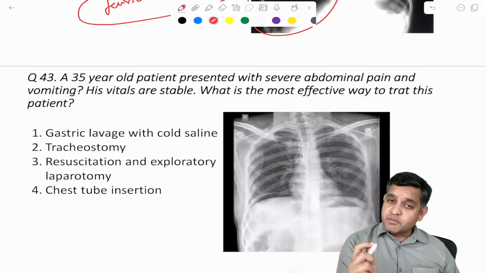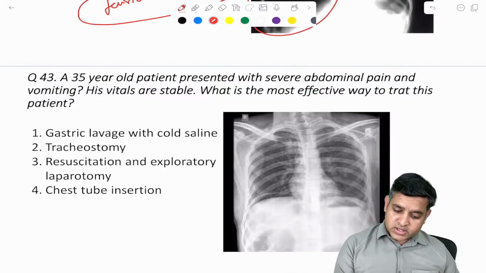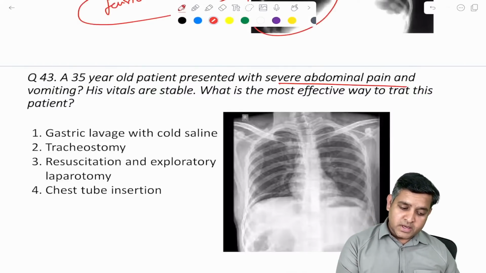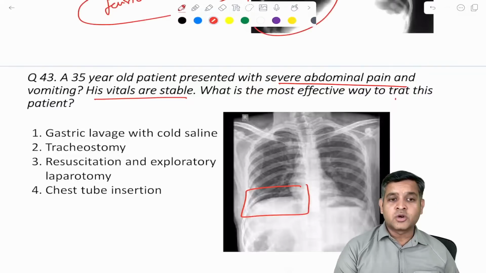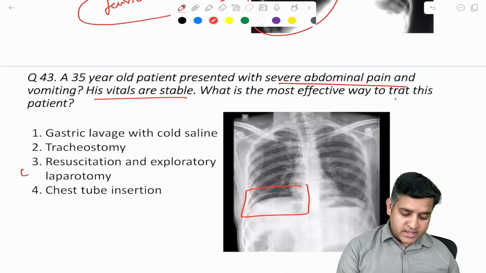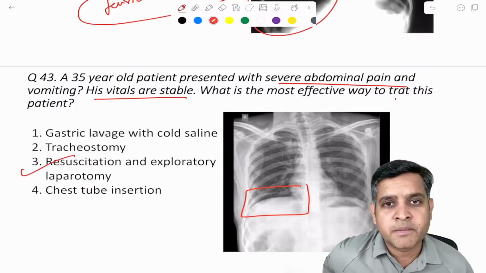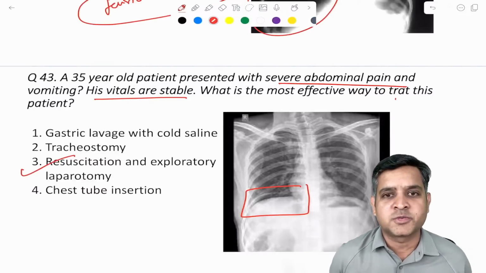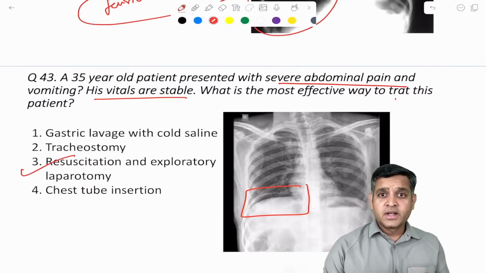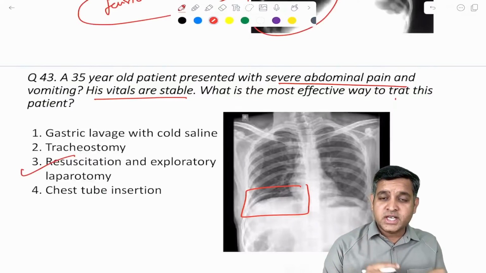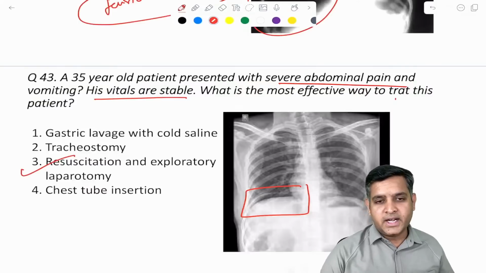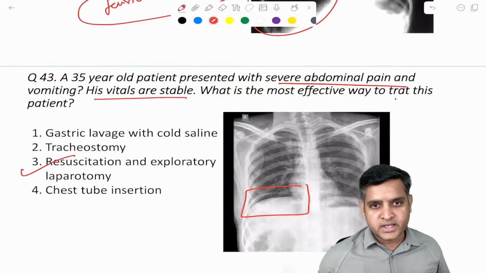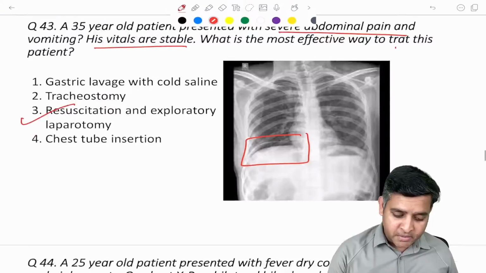Question 43, again the same question, again repeated. Severe abdominal pain and vomiting. Vitals are stable. Most effective way to treat the patient: air under right dome of diaphragm. If you see air under right dome of diaphragm, exploratory laparotomy is the next step in the management of the patient. So see, even in these 5 years, you are seeing direct repeats happening. I have just collected the questions from 19, 20, 21, 22 and 23, and you are seeing so many direct repeats.